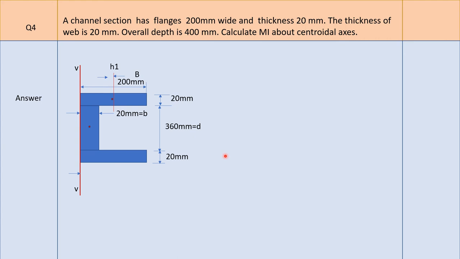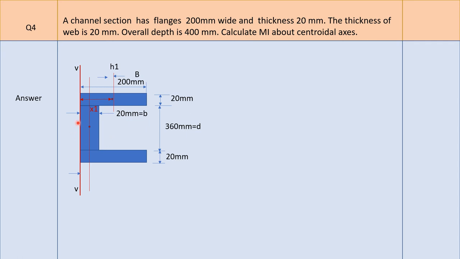Now this is the center for the top rectangle, and this is the vertical axis of this top rectangle, and from this axis VV up to the center of this is x1. And how much is this x1? x1 will be half of 200. This center of this rectangle will be at the center of this 200. So x1 will be half of 200, that is 100.